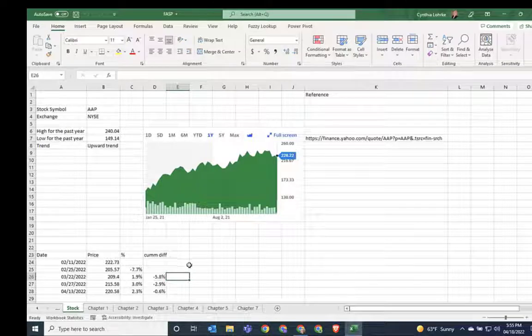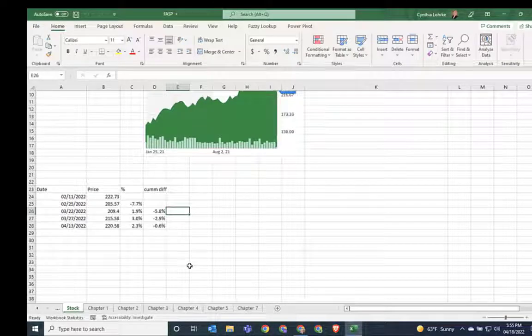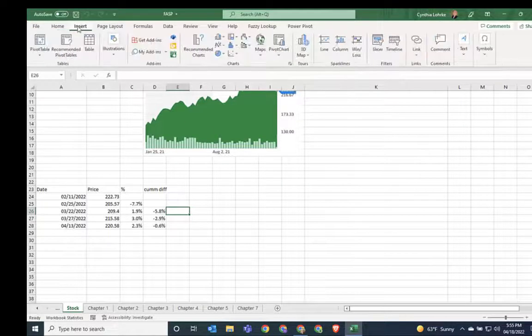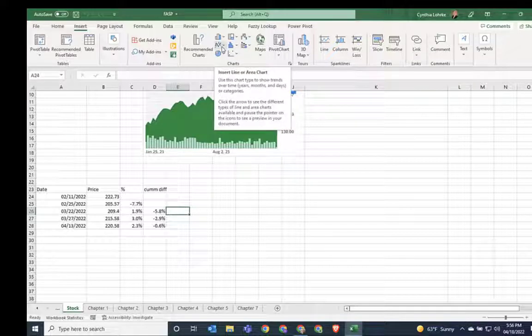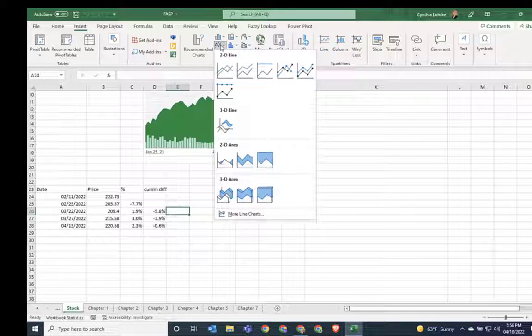So I'm going to go to my stock page. And here are my prices. So let's look and see how we would create a graph. And we'll create the graph right over here. So we're going to go to Insert. All right, we're going to do a chart. So we're going to go up here and you can see Insert Line or Area Chart. We're going to click on that.